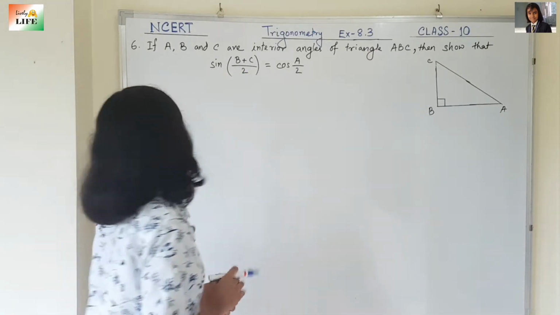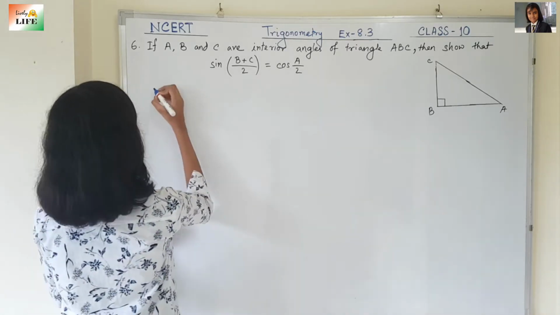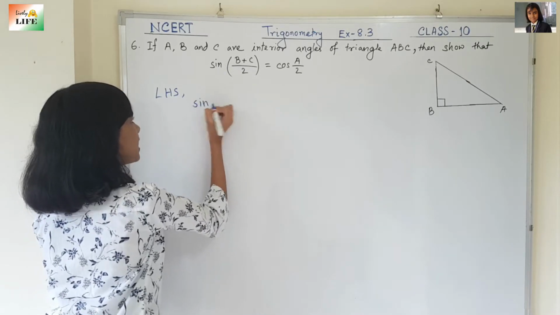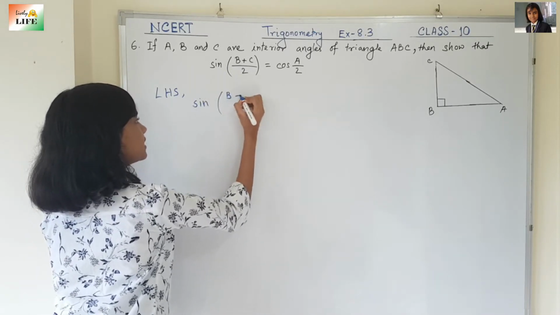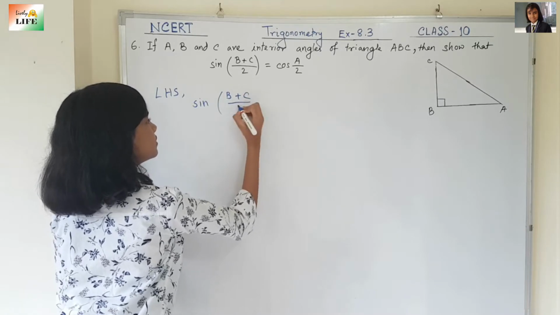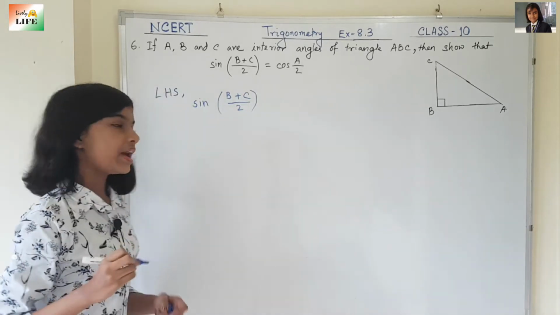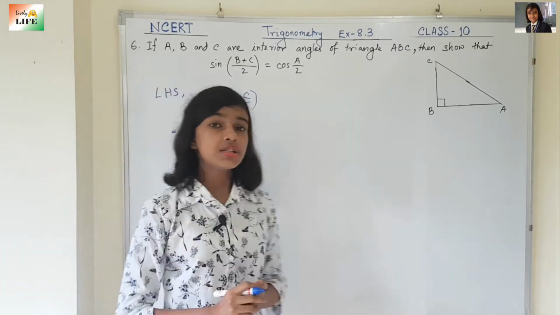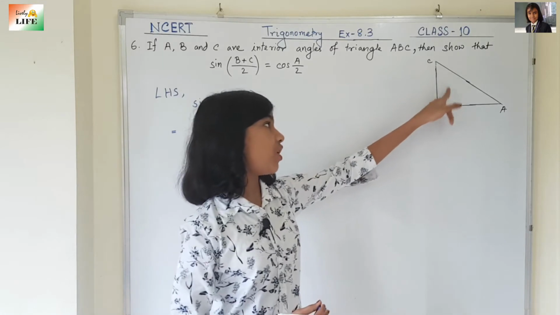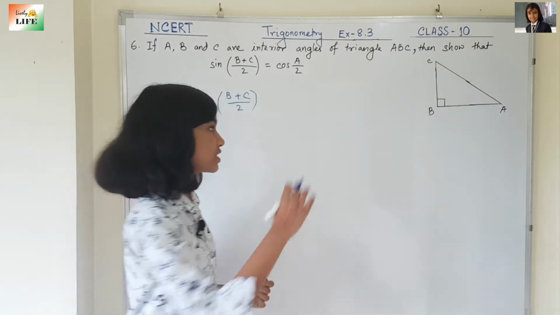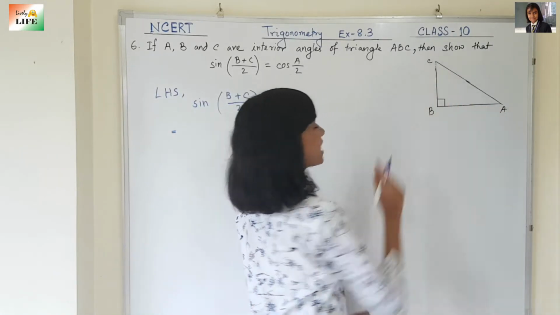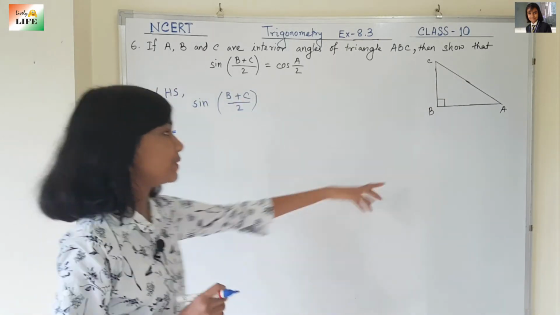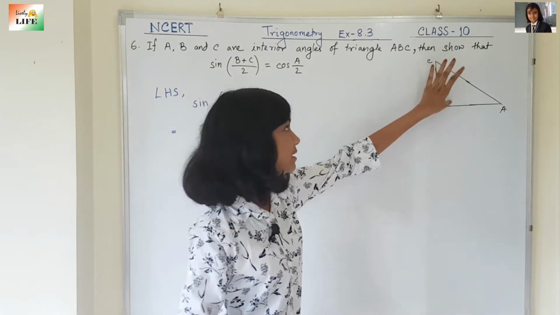Okay, so first, the left hand side. What is the left hand side? Sine (B plus C) by 2, right? Now, what is the sum of all the interior angles of a triangle? It is 180 degree, right? Means angle A plus angle B plus angle C is 180 degree. So over here it is written B plus C by 2, means this angle and this angle, right? B plus C by 2.